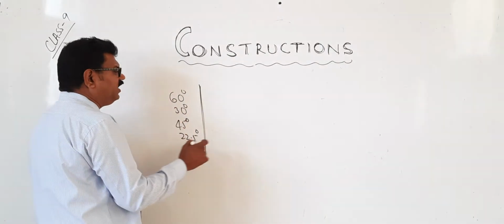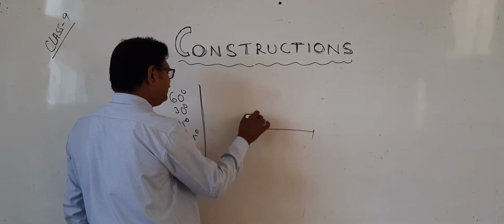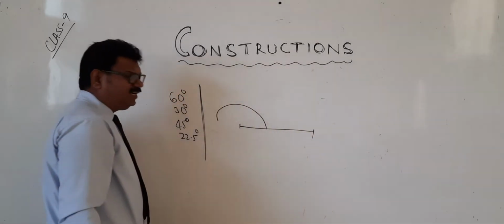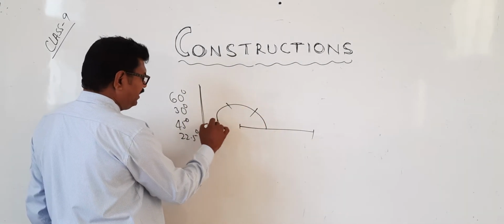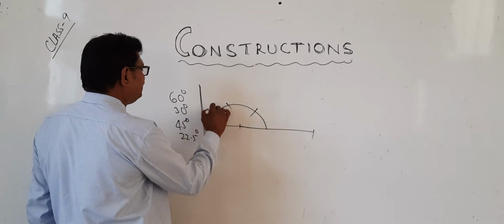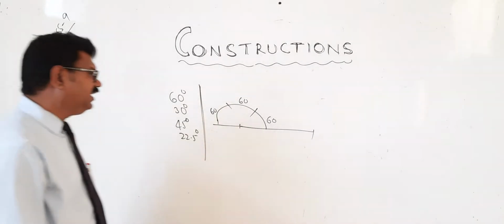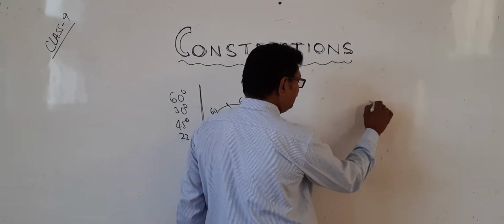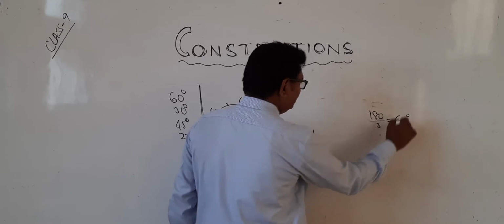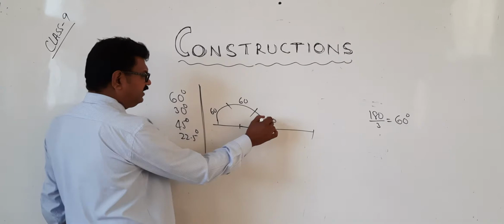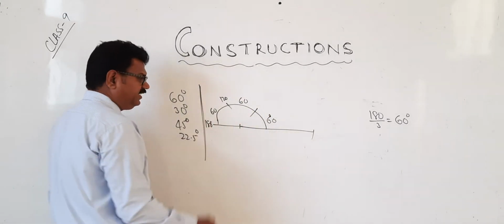Very, very simple. First one we will draw. Take a line segment, take one arc like this. Now divide this into three parts. One part and second part. If you measure 100%, 60, 60, 60, because we have divided into three parts. Three parts means 180 divided by 3, it is nothing but 60 degrees. Therefore, it is 60 degrees, it is 120 degrees and it is 180 degrees.